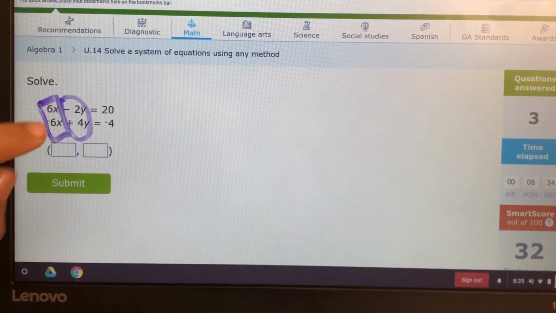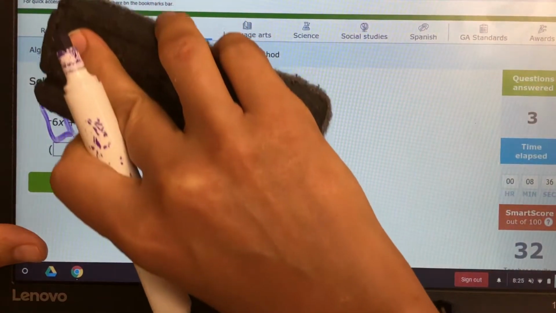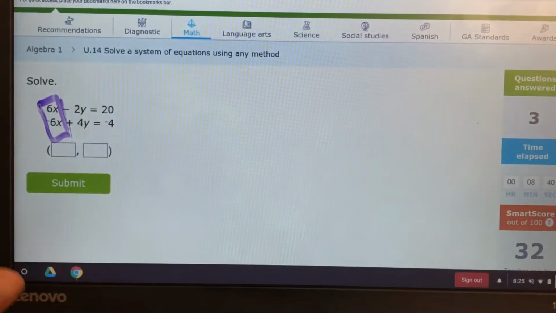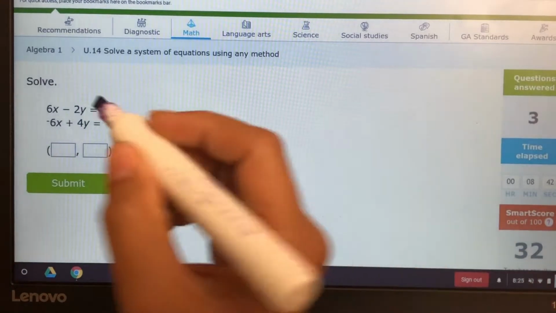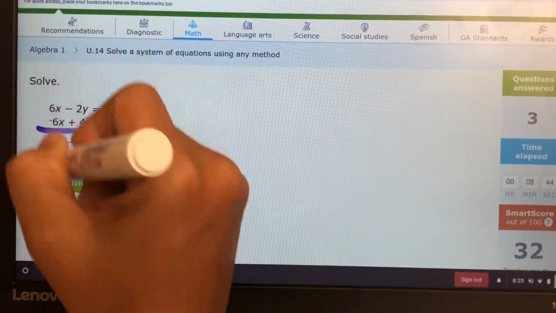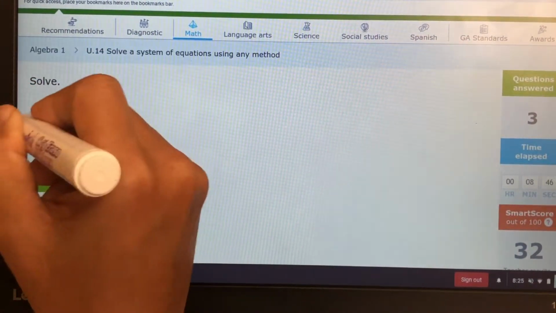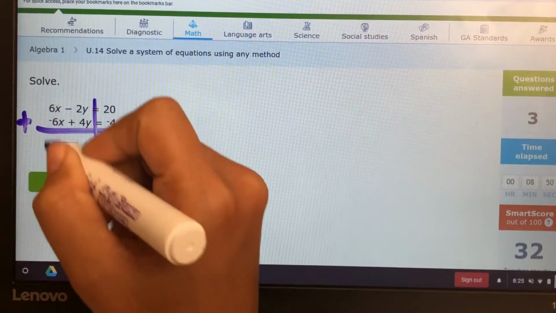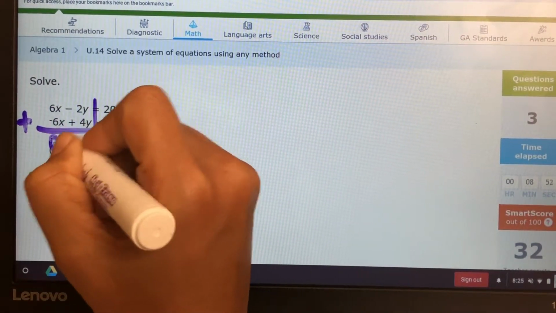So this one is easy because I've already made it that way. So this, the one with the square, is the same number, but they're opposite of each other. So now we can do elimination. And what elimination means is we're just going to line it up and add everything together. So you've got 6 plus negative 6 is going to be what? 0. So it's going to be 0x.